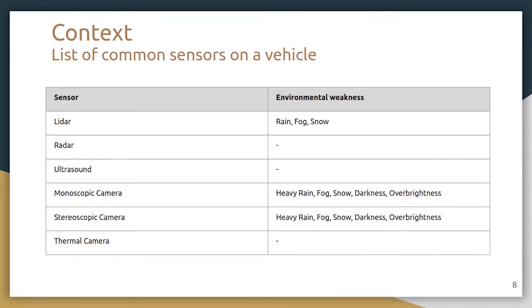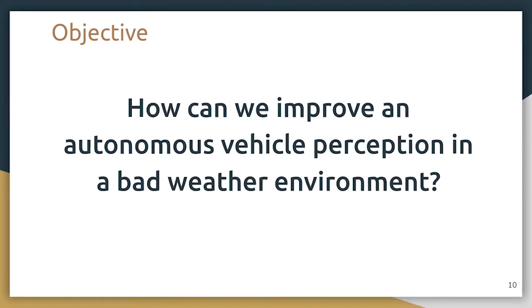Now here you have the same sensors with their environmental known weaknesses. So most of the sensors are weak to either the weather or the brightness situation. As you can see here, most of the sensors are weak to some harsh climatic conditions, mostly due to the way the climate reflects the laser light, or simply because of the image obstruction. So considering the previous fact, we can wonder the following question, which is how can we improve an autonomous vehicle perception in a bad weather environment?